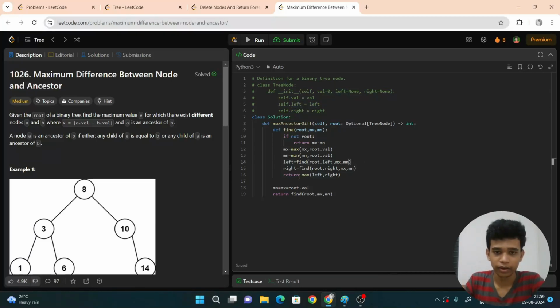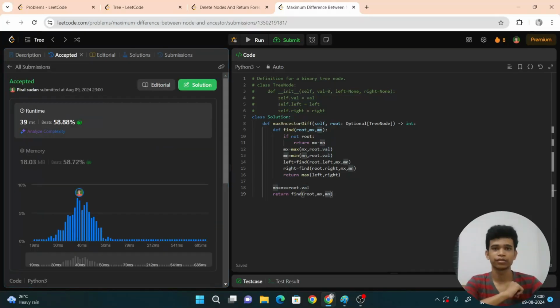Now at last, we return max of left and right. So I'm returning the max among the left subtree and the right subtree. Then minimum and maximum are initialized to the root value, the value of 8, as in the tree explanation. Then I am calling find of root, max, min, and just returning it, because the function returns the maximum difference at last, right? Let me submit it. Yes, it is accepted. Thank you.